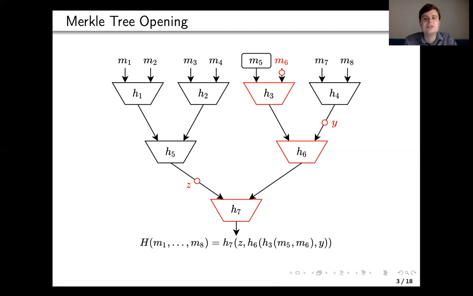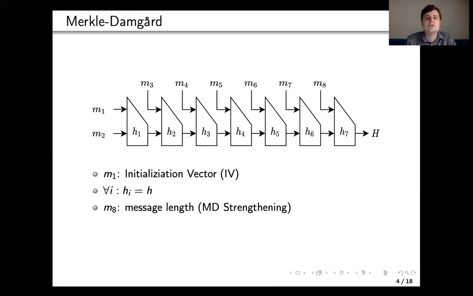Now there's a related construction called the Merkle-Damgård construction that works similarly. However, where the Merkle tree was a parallel tree construction, here we have a sequential construction. The Merkle-Damgård construction might be familiar to many of you as well, because it is used in the most well-known hash functions such as MD5, SHA-1, and SHA-2. And it is a construction where we again need 7 compression function calls to process 8 message blocks.